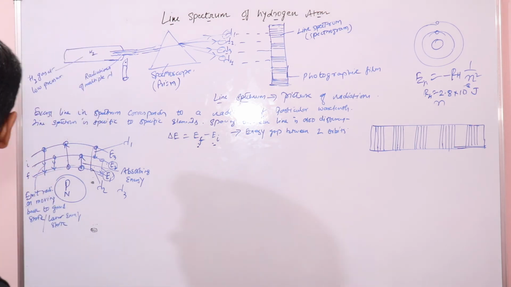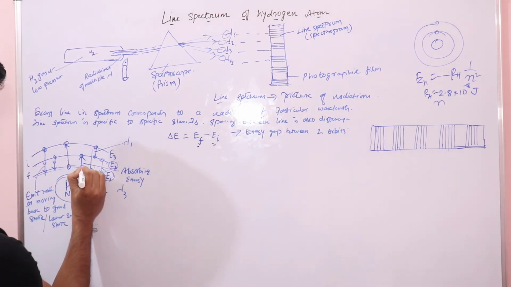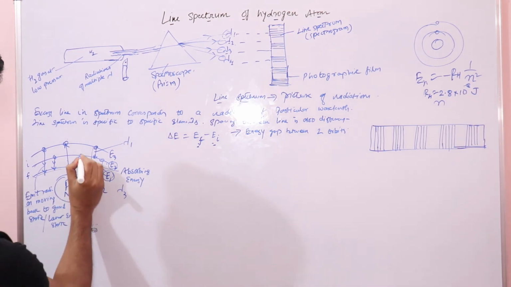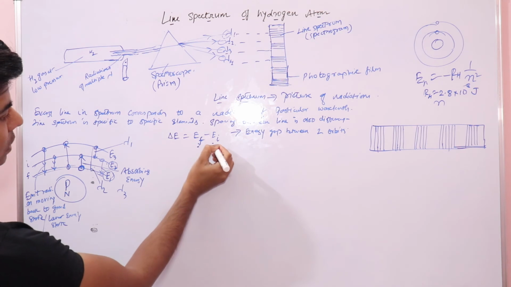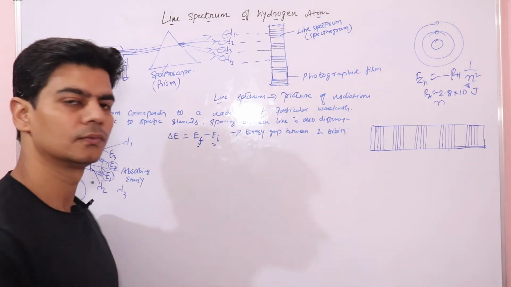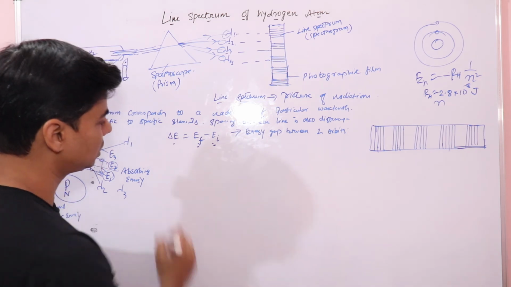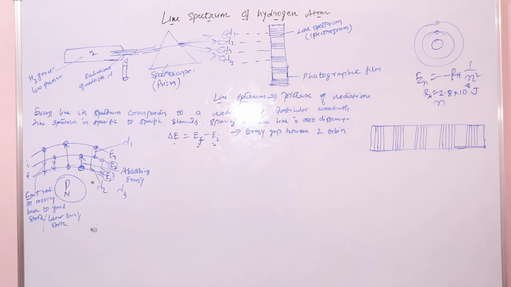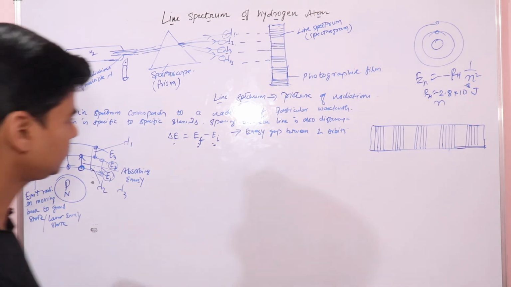Similarly, when absorption occurs, when an electron moves from a lower energy level to a higher energy level, the final is the higher energy level, so delta E would be positive for absorption. For absorption, delta E is positive. For emission, delta E is negative, right? And this delta E shows you the energy difference between two orbits, right?